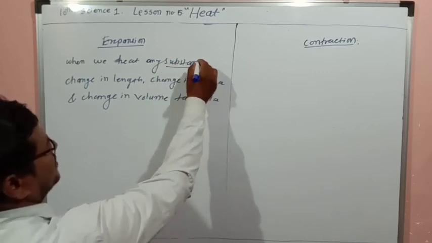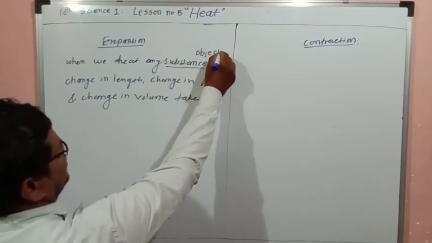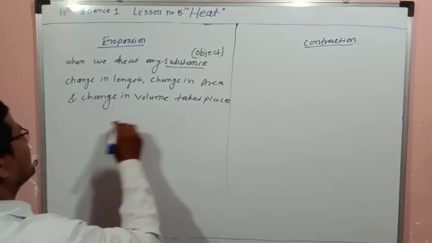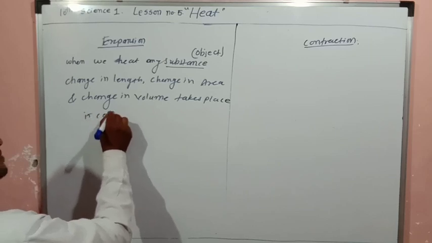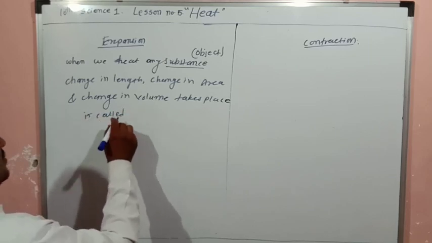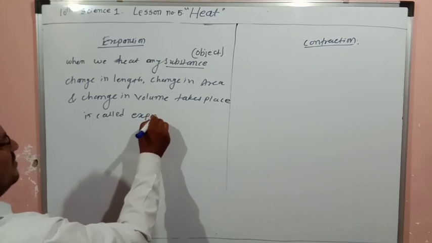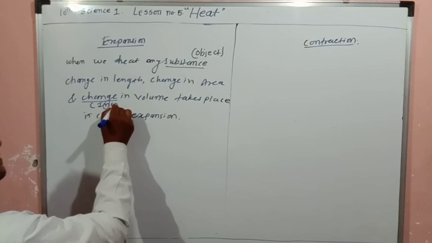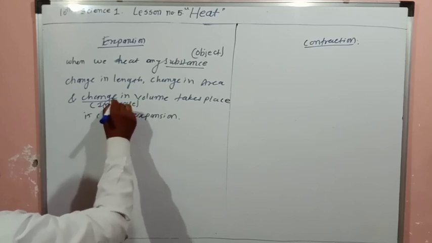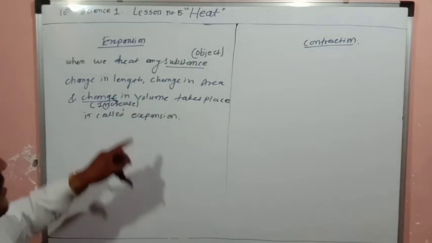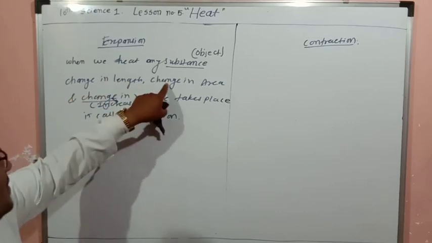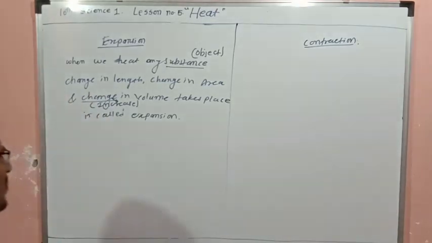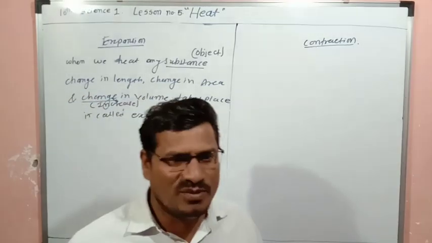Substance or object, change in volume takes place is called expansion. Now here change means also you can say increase. Change means increase: increase in volume, increase in length, increase in area. It is called as a expansion. So many examples you can give about expansion.